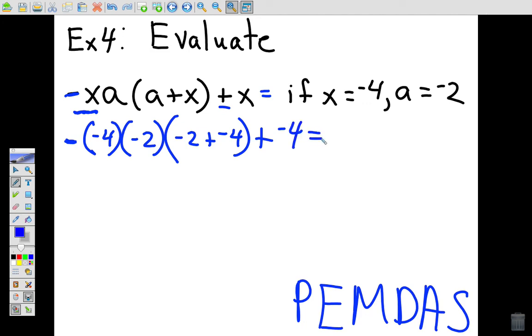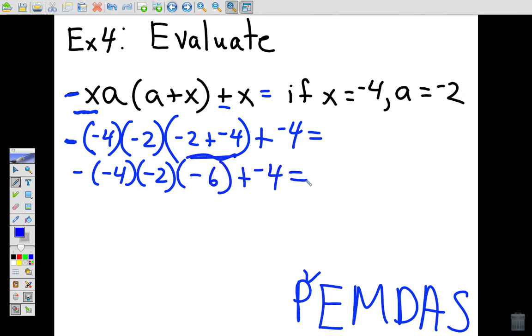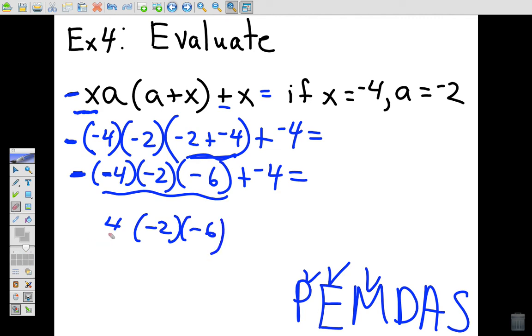All right, any parentheses to do work inside of? Yes. So I have the opposite of a negative 4 times a negative 2 times a negative 6 plus a negative 4. Any exponents? No. Any multiplication? Yes. Right here. Now, while we're doing that, let's take care of this minus sign out here. And I could do this a number of different ways. Okay, this is another little teaching point with us. I could take the opposite of a negative 4, which is 4, times a negative 2 times the negative 6, and do it that way, and figure out what the answer is.